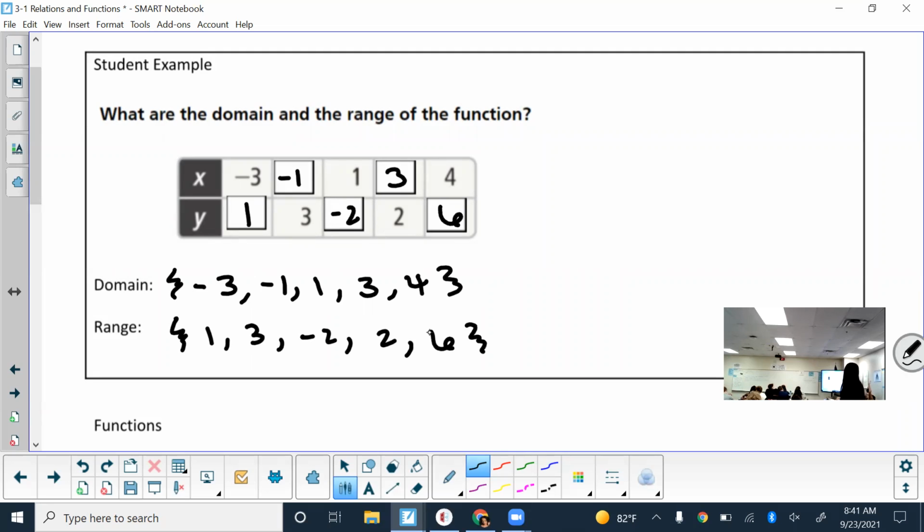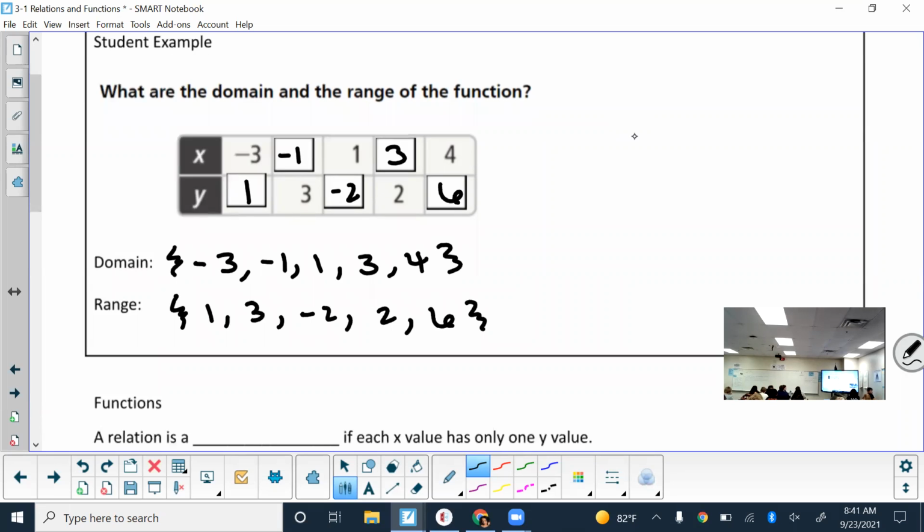Make sense? You can put the numbers in order from least to greatest if you want to. I've never seen that it's a rule that you have to. I've talked to other math teachers and some say it is, some say it's not. It's just a list. I just write it how I see it. Questions though?